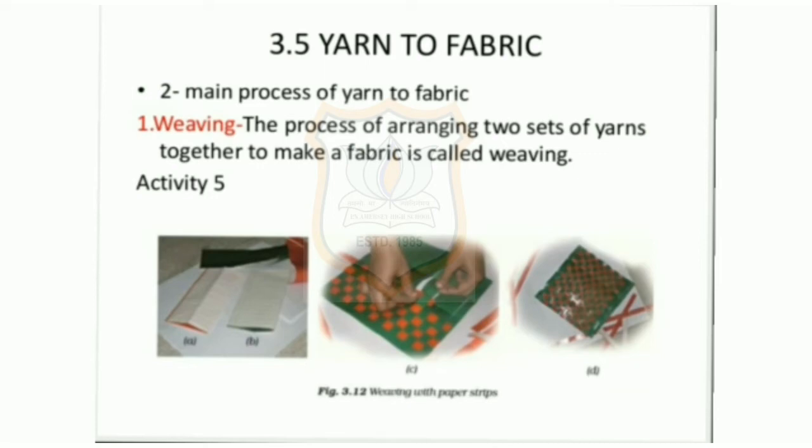Now, dear children, the process of arranging two sets of yarns together to make a fabric is called weaving, that is the definition. The process of weaving is also done on a loom. Weaving on a small scale is done using hand looms. On a large scale, cotton fabrics are made by big machines that run on electricity. These machines are called power looms. To understand this, you can see a picture in your textbook, figure 3.13.